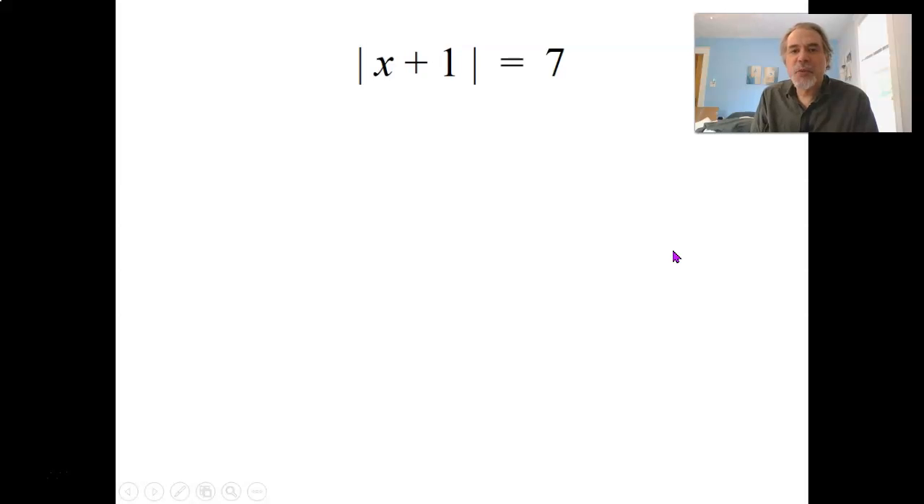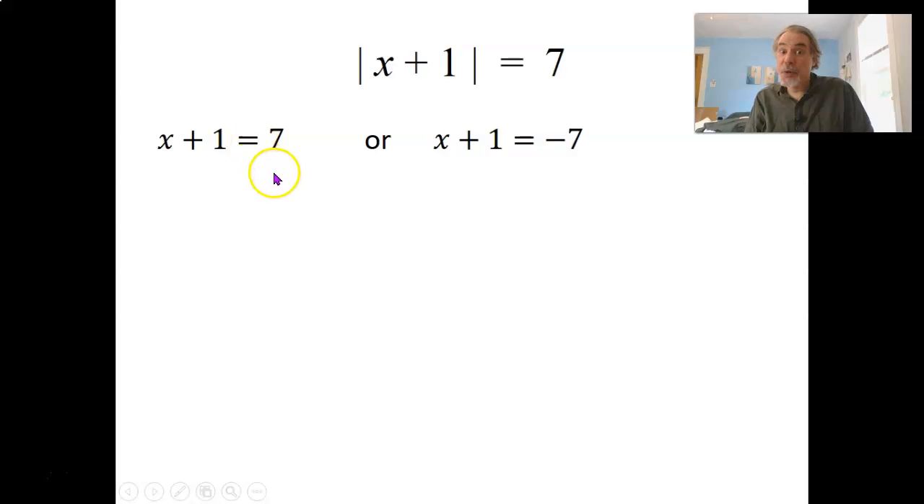Absolute value of x plus 1 equals 7. So remember, we immediately break that up into two separate equations. What are those two equations? Well, one of them is x plus 1 equals 7, exactly like what you see here, but without the absolute value bars. And the other one is x plus 1 equals -7. Because if it was equal to -7, then when we took the absolute value, we'd get 7.